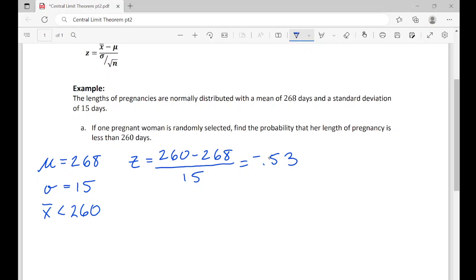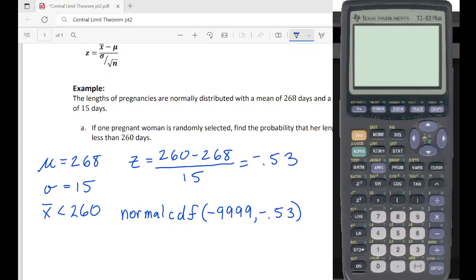And now we're going to take our z-score and use our normal CDF in our calculator. So normal CDF. And since we want less than 260, we want less than negative 0.53. So I'm going to pick an arbitrarily large negative number, so negative 9999. And then the negative 0.53 will be my upper. And now that I got all that put in, I'm just going to bring up my calculator and we're going to let it do the work for us.